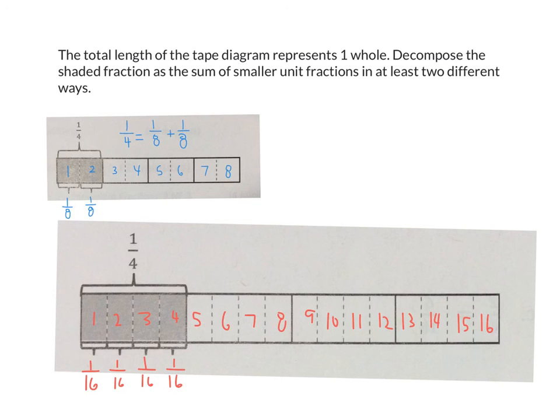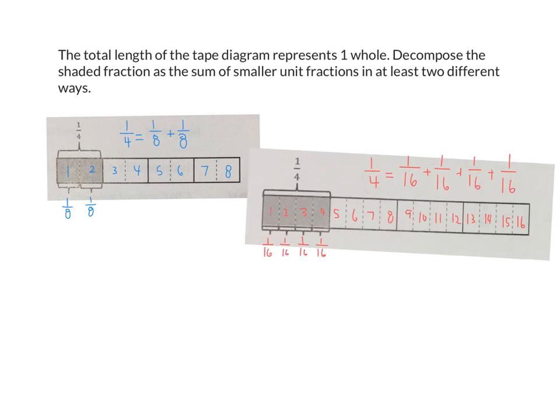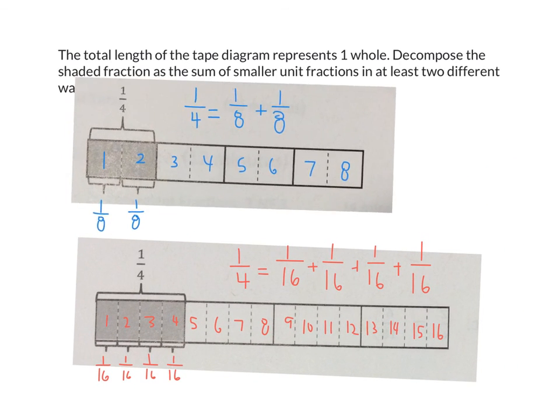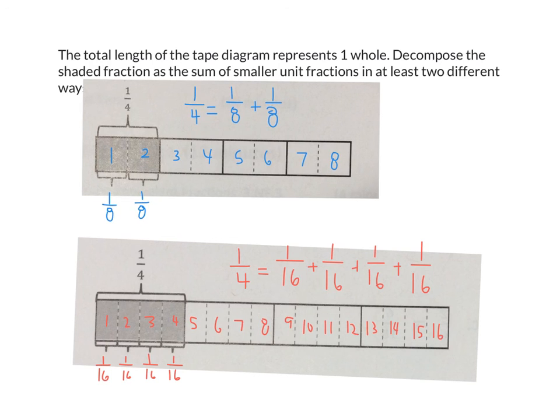So here, this part is 1/16, this part is 1/16, this part is 1/16, and this part is 1/16. So I can also show that 1/4 can be decomposed into 1/16 plus 1/16 plus 1/16 plus 1/16. Do you guys agree? So we've shown 2 different ways to decompose 1/4. We can show that it's the sum of 4/16 or the sum of 2/8.